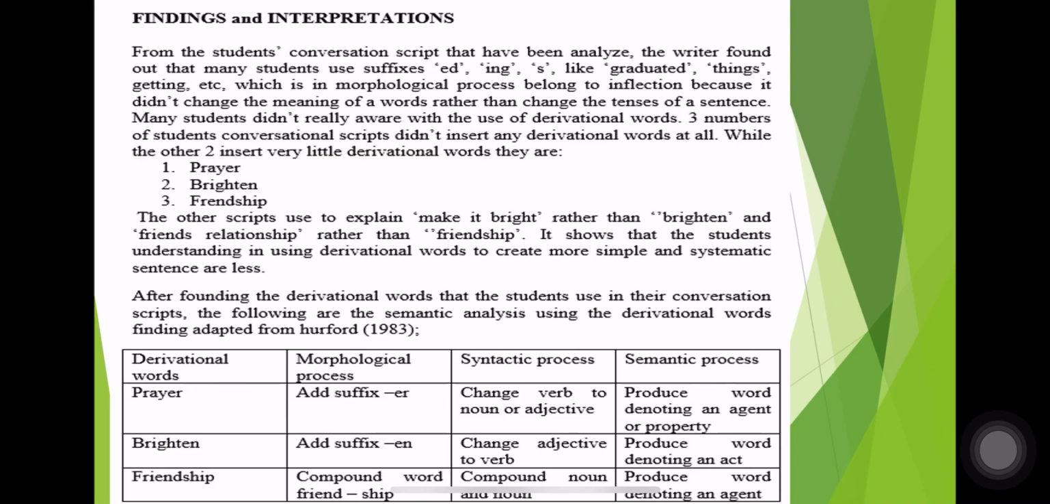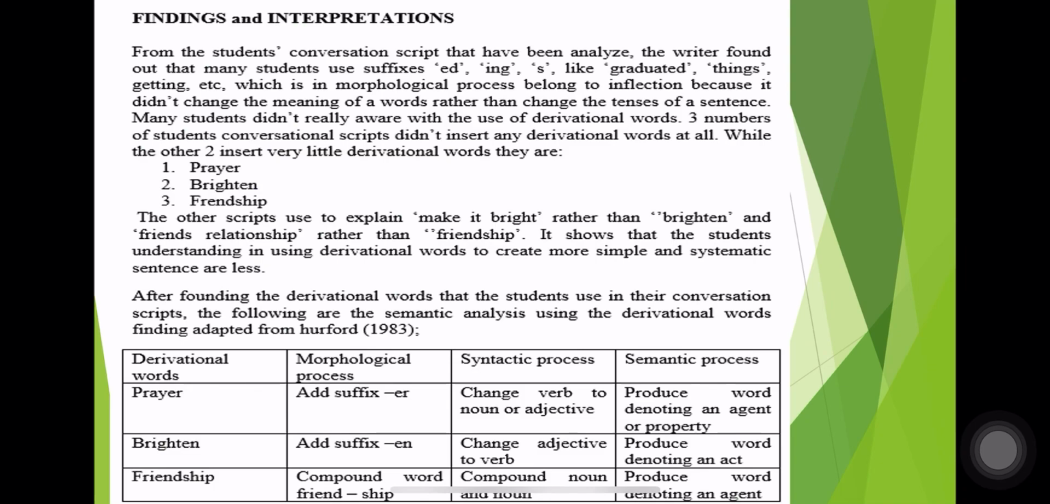And then this is the analysis. There are 3 derivational words: prayer, brighten, and friendship. And then this is the morphological process. For prayer, the students add the suffix -er, for brighten, the students add the suffix -n or -en, and for friendship, it's a compound word from friend and ship.